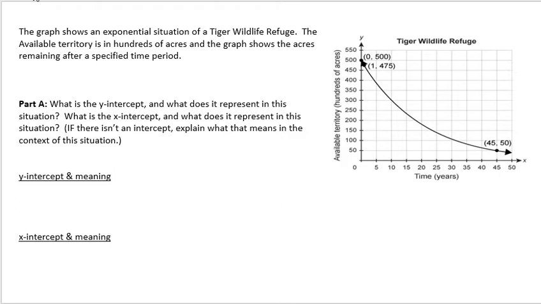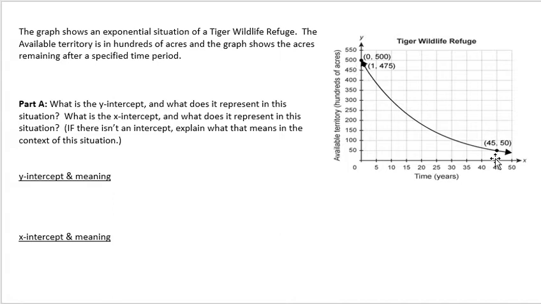Okay, we're going to go ahead and take a look at the first question from constructed response for Unit 6. This is a similar type of problem, just a different scenario. In this example, it says the graph shows an exponential situation of a tiger wildlife refuge. The available territory is in hundreds of acres, and the graph shows the acres remaining after a specified time period. So over here we can see the graph.